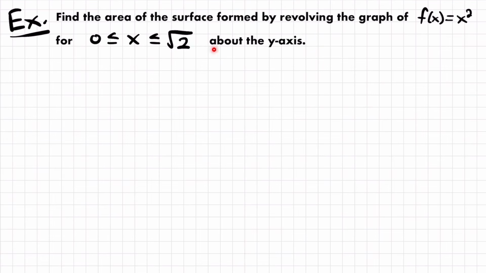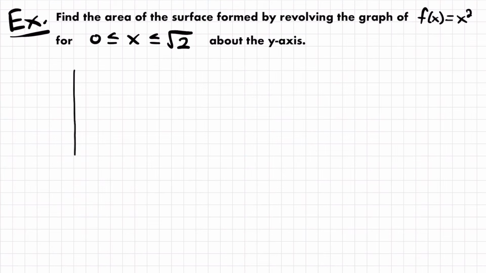So here's our second example. We want to find the area of the surface formed by revolving the graph of f of x equals x squared for the values of x between 0 and the square root of 2 about the y-axis. All right, and so let's start by just graphing our function. Let's take a look at that curve that we will be revolving around the y-axis.